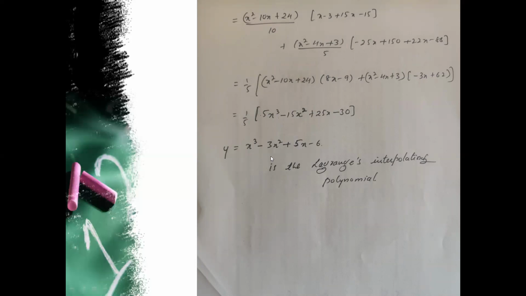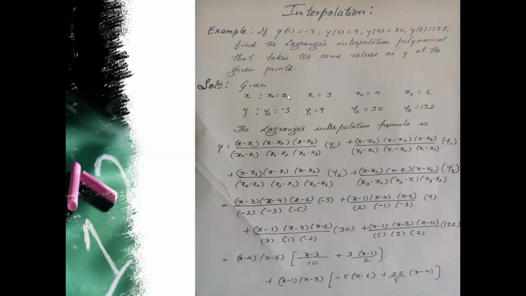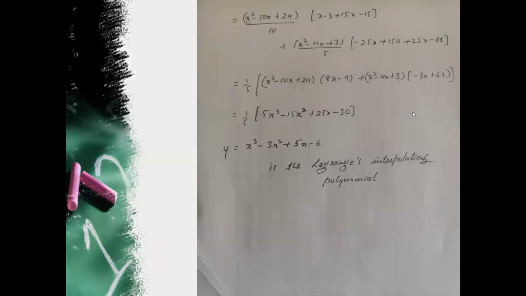We can verify this answer by substituting the points in this. Take this equation in your calculator, write it in the calculator, then substitute x equal to 1. You need to get y equal to minus 3. You can check it for all the values. For x equal to 3, y should be 9, and for x equal to 2, y should be 30, and for x equal to 6, you have to get y as 132 here. Then we can say that whatever we have obtained, the formula or the polynomial, it is correct.